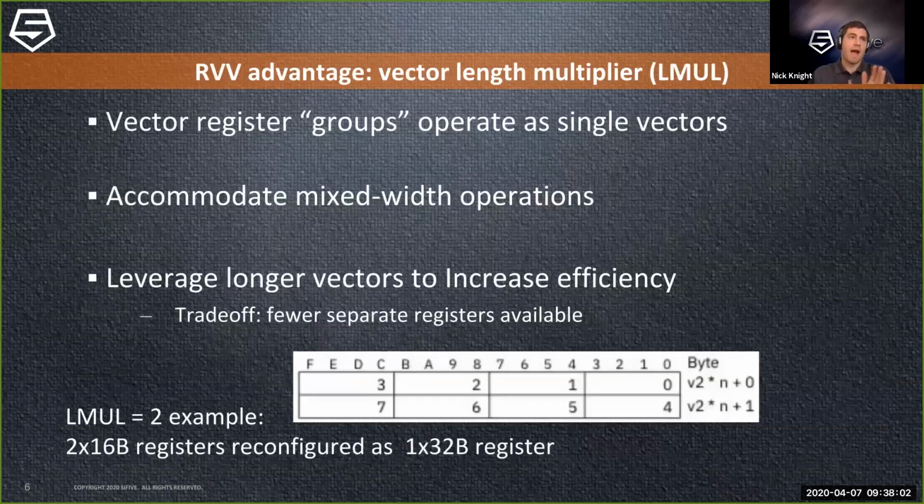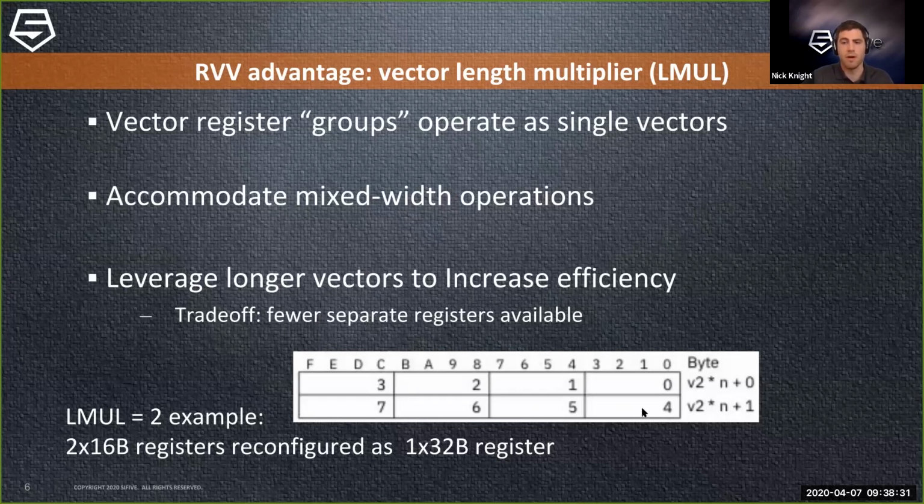So like I mentioned, there's more. There's a vector length multiplier. Vector register groups can operate as single vectors. And this is very useful for accommodating operations like widening operations, where you need a longer vector, where your output has more bits than your input vectors. But perhaps the more important key here is that you can leverage longer vectors to increase efficiency. Of course, there's a trade-off because you'll increase register pressure. There's always trade-offs. But this is a really huge technique.